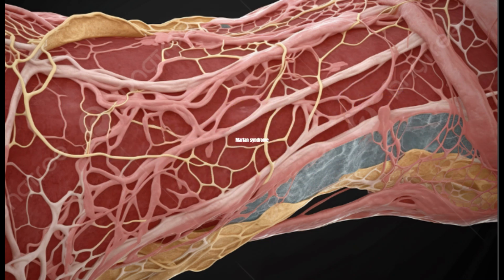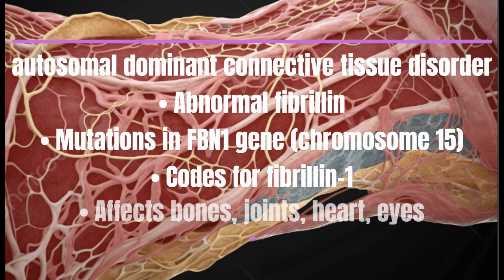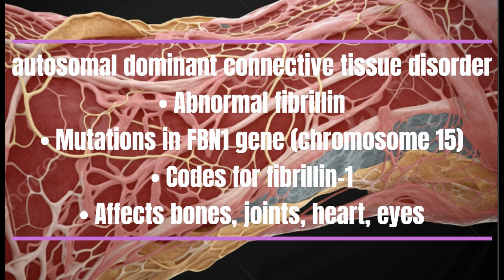Marfan syndrome. It is an autosomal dominant connective tissue disorder due to abnormal fibrillin glycoprotein, caused by mutations in the FBN1 gene on chromosome 15, which codes for fibrillin 1, and it affects bones, joints, heart, and eyes.